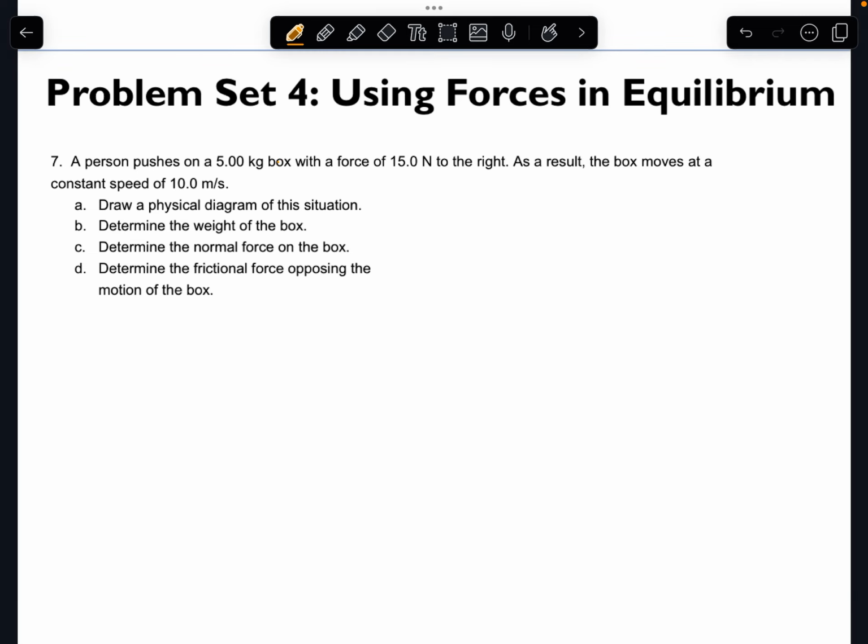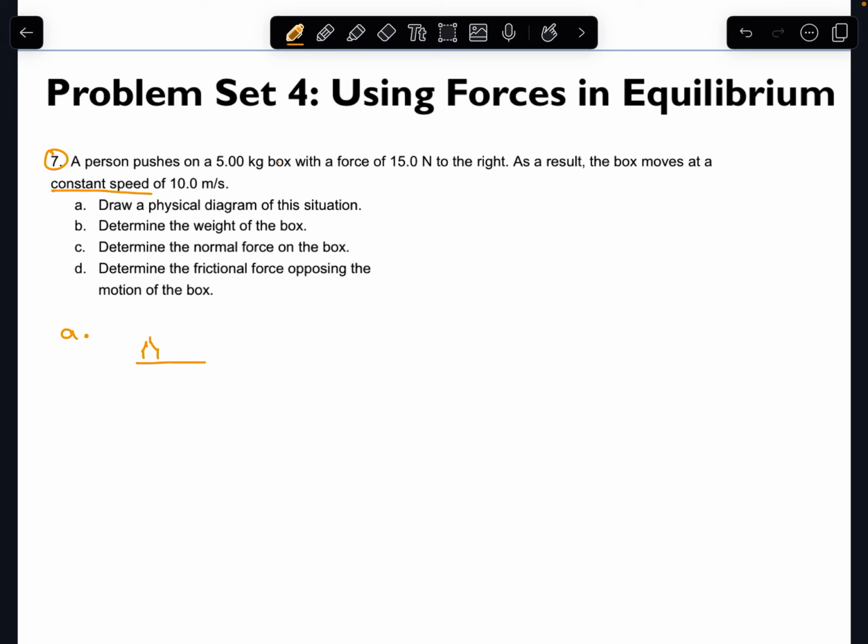Forces, problem set 4, question 7. A person pushes on a box with that amount of force. As a result, the box moves at a constant speed. We're supposed to draw a physical diagram, and skimming the problem, I don't see any requests to get a force diagram. I always recommend and expect that, even if I don't ask. Just to make sure we understand the situation.